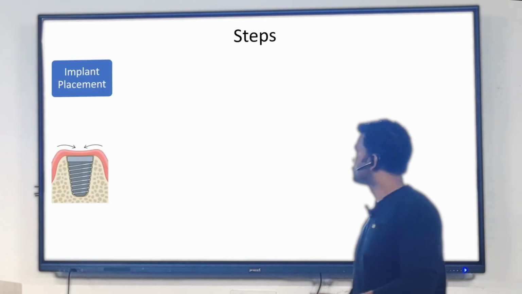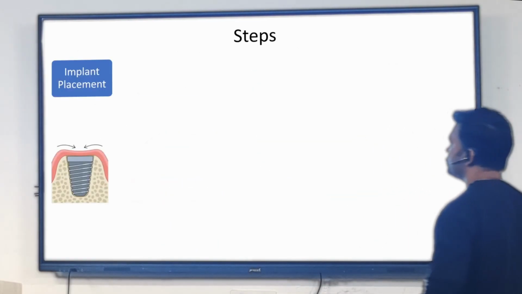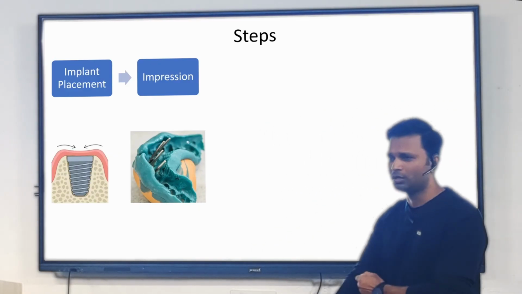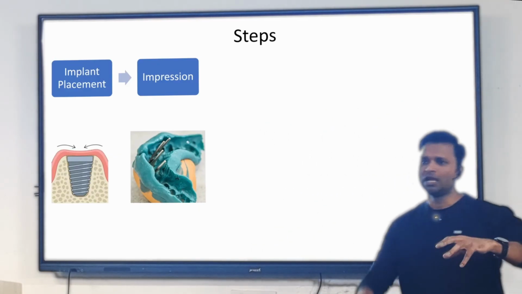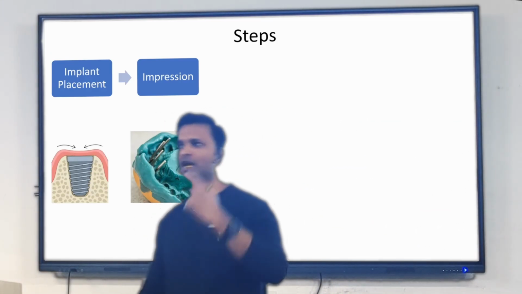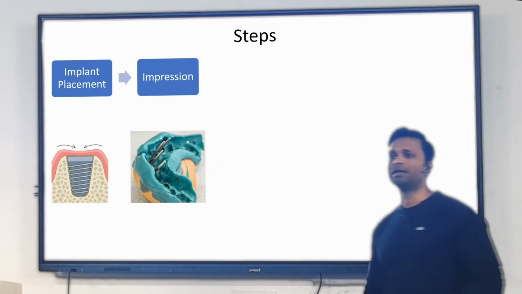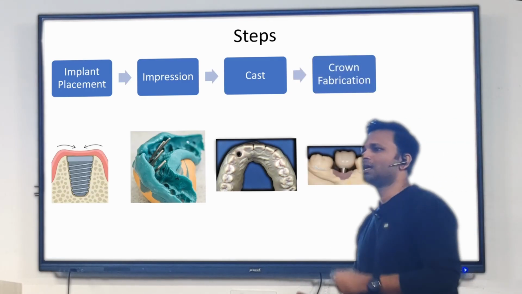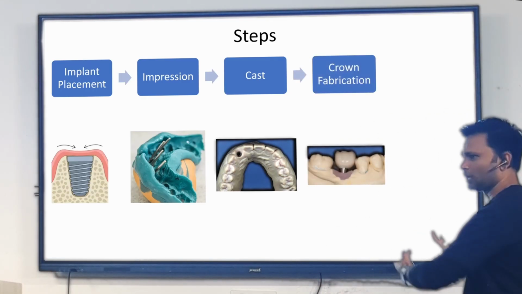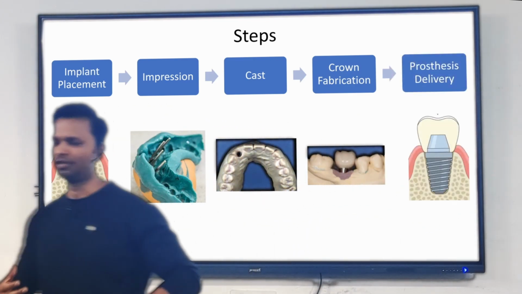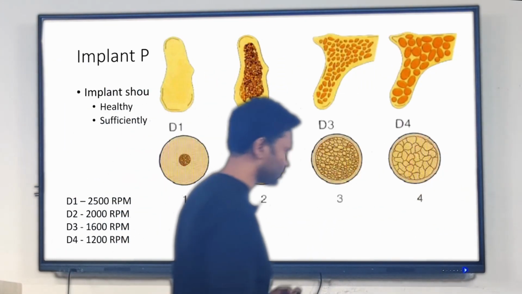Okay, so I told you the first step was implant placement. Of course, we place the implant inside the bone, we wait for a few months, then we prepare the soft tissue around the implant so that it can receive the prosthesis. Once that is done, we go for the impression technique. After the impression is taken, we pour the cast. Once the cast is poured, the crown or prosthesis is fabricated, and then finally the prosthesis is delivered. These are the steps that we're going to cover.